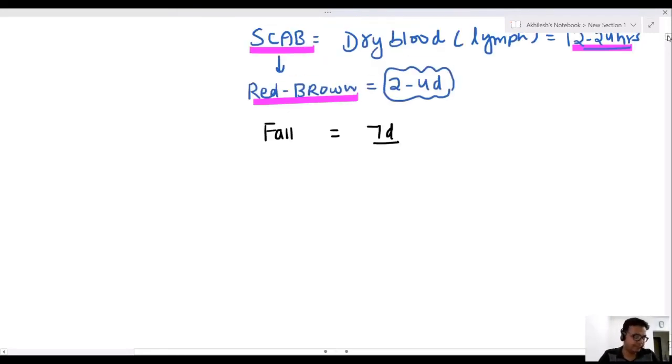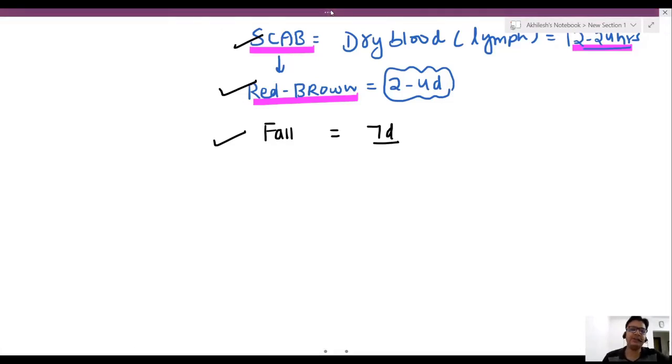Yes, scab forms in 12 to 24 hours first. Second, red brown scab is 2 to 4 days. And third, it falls in 7 days. Okay. Now, this is the first injury that is known as abrasion.